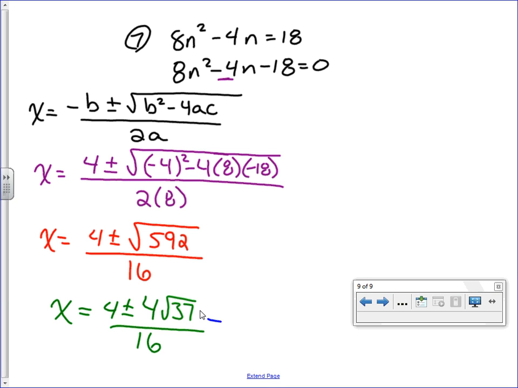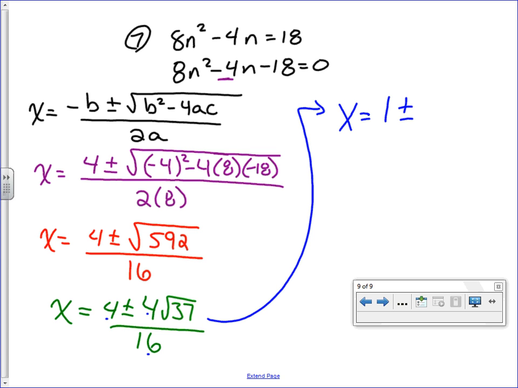I'm running out of room, so I'll bring it back up here. If you look closely at these numbers, I've got a 4, a 4, and a 16. What goes into 4, 4, and 16 evenly? 4. So I'm going to reduce it, basically. How many times will 4 go into a 4? 1. So I'm going to replace that first 4 with a 1.